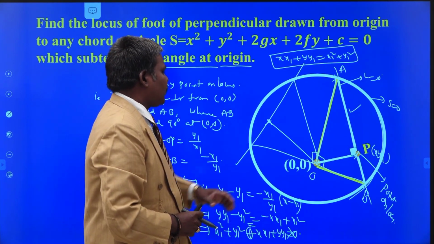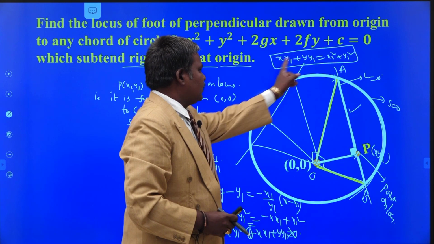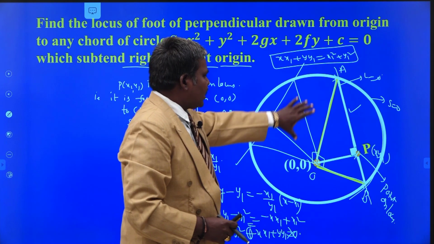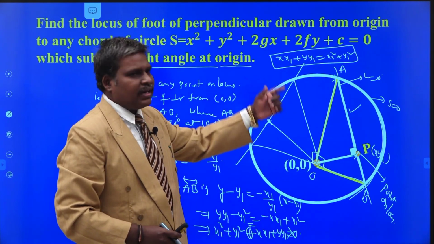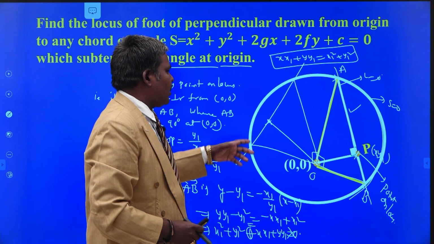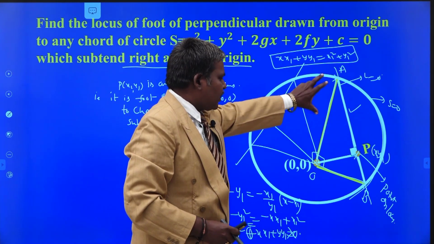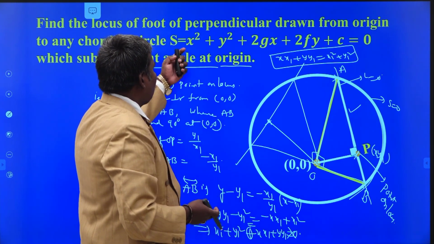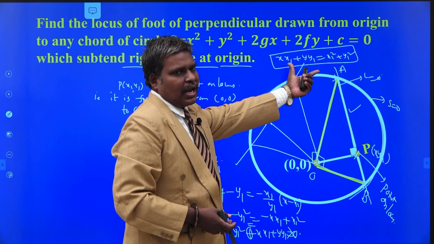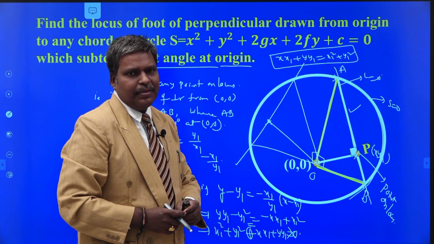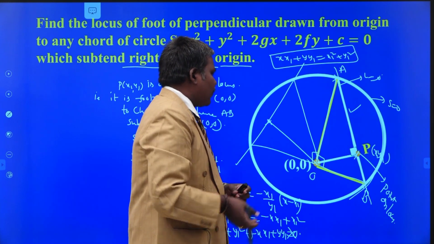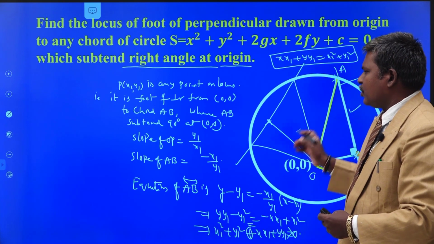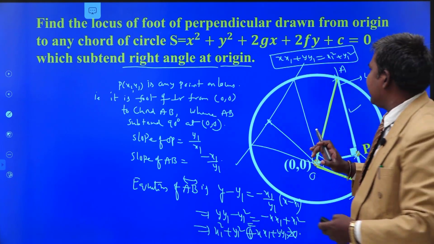You can easily find the pair of lines by homogenizing the curve with respect to the line. This is a first year concept. The pair of lines joining the origin to the points of intersection of a curve and a line is obtained by homogenizing the curve with respect to the line. We obtain the pair of lines OA and OB. So what we have to do is homogenize the curve with respect to the line, and we get the pair of lines OA and OB. After that, you have to apply the condition that coefficient of x square plus coefficient of y square is equal to 0. We get the required locus. That is the idea.